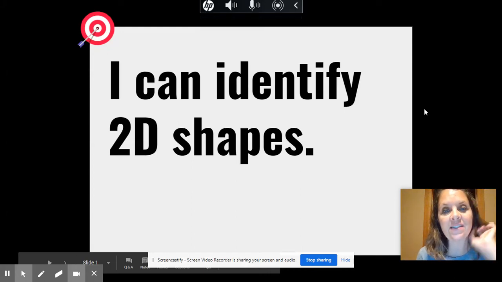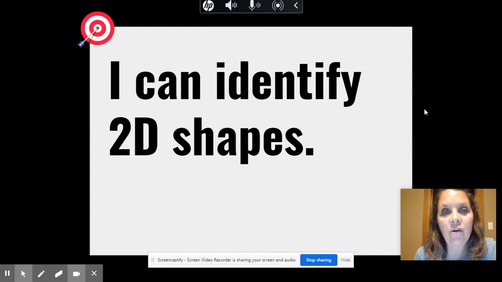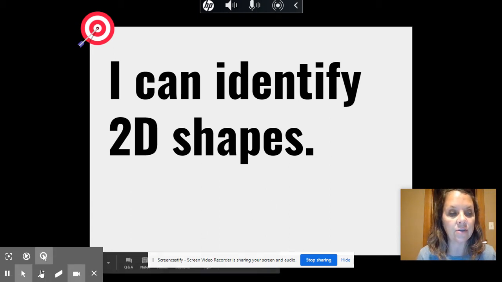Everyone, it's time to get started with math. Today we're going to shift gears and we're not going to work with numbers really today. I know we have been working with subtraction, but today we're going to work with shapes. So our learning target talks about that. Our learning target says, I can identify 2D shapes.